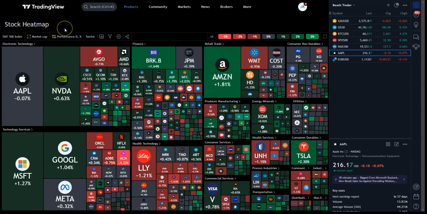Hopefully you guys learned a lot. Hopefully you guys are going to be able to use this service that's in TradingView that's free for you, just to really look before you take a trade in the indices to see if stuff is red or green.